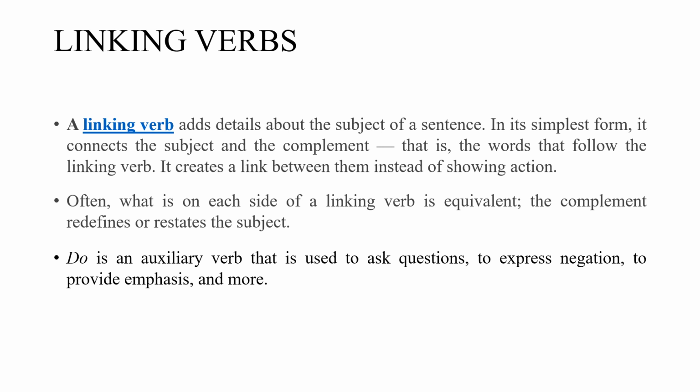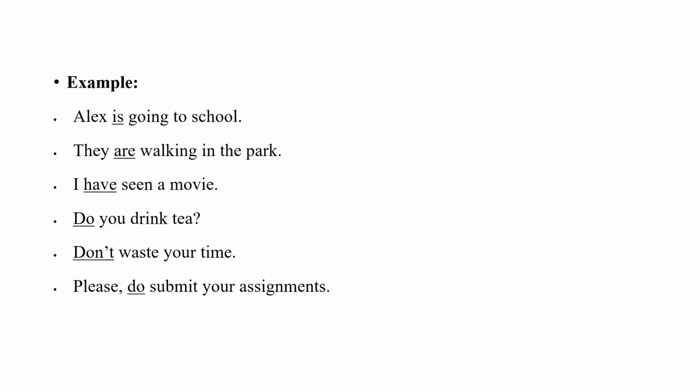Do is an auxiliary verb that is used to ask questions, to express negation, to provide emphasis, and more. Here are a few examples. Alex is going to school. They are walking in the park. I have seen a movie. Do you drink tea? Don't waste your time. Please do submit your assignment. All the verbs are underlined in the different sentences so you can identify them easily.